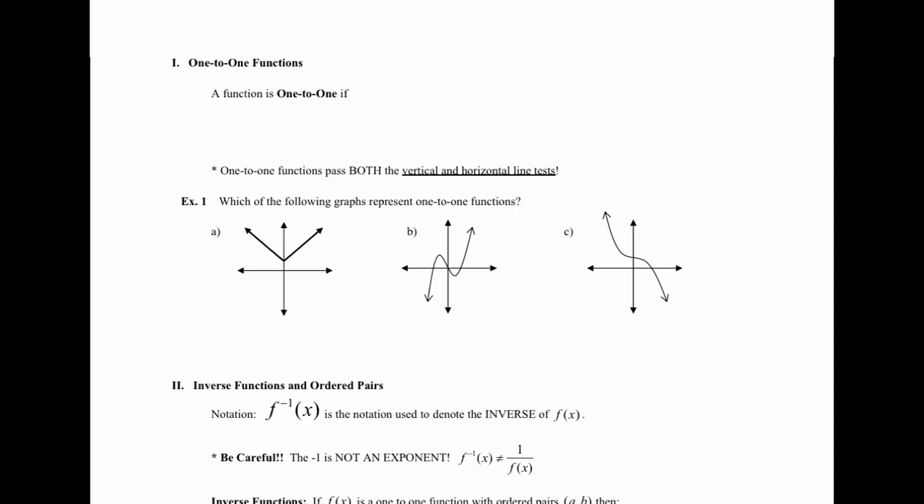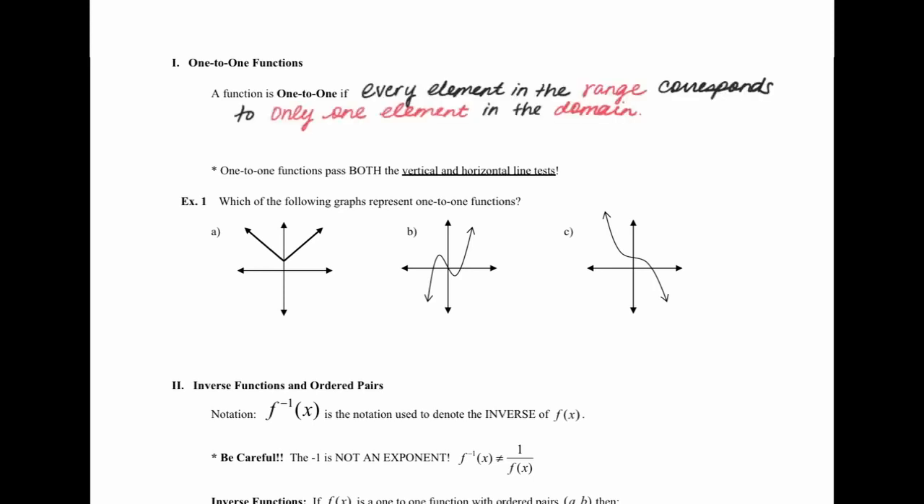So let's dig into section 5.1. Before we can talk about exponential and logarithmic functions, we have to do a little bit of background work and discuss what it means to be a one-to-one function. So a function is one-to-one if every element in the range corresponds to only one element in the domain. So again, every element in the range, that means every y value, is going to correspond to only one element in the domain. So every y value corresponds to only one x value.